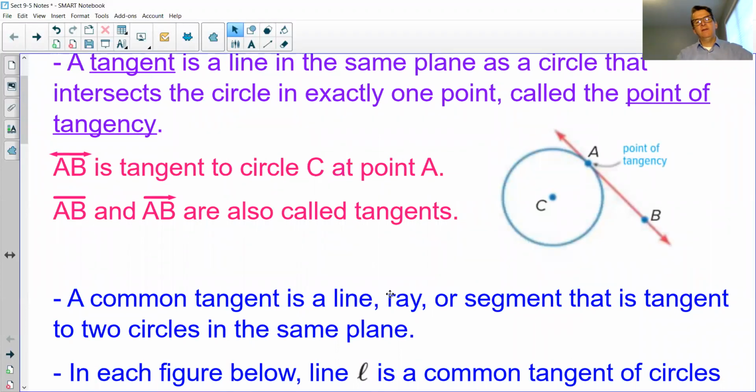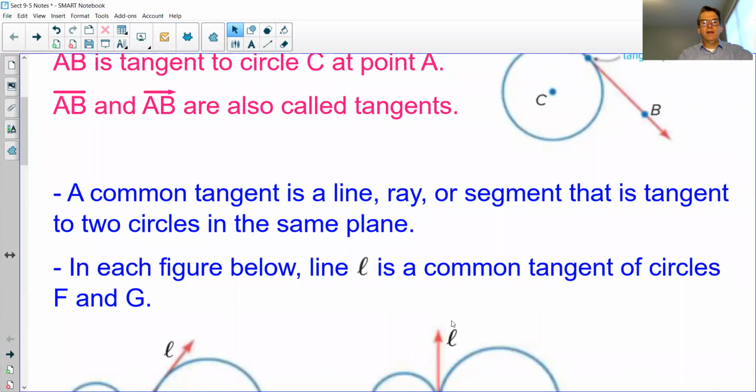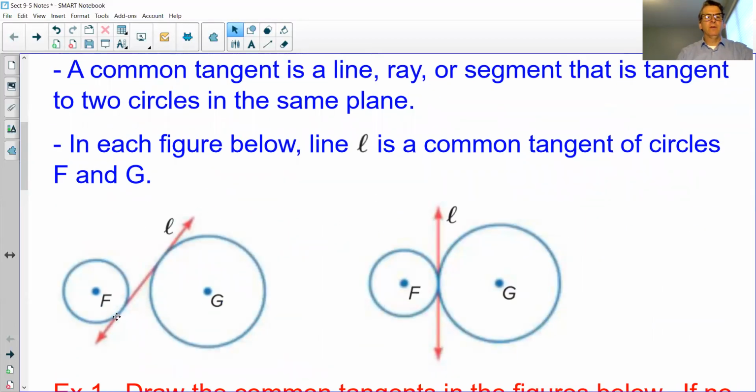A common tangent is a line, a ray, or segment that is tangent to two circles in the same plane. In each figure below, the line L is a common tangent of circles F and G. Take a look. So you've got circle F over here and circle G. Okay, so you've got the L running through there. You've got a point there on circle G and circle F. Take a look at this one also. There's the point there right on circle F and circle G.